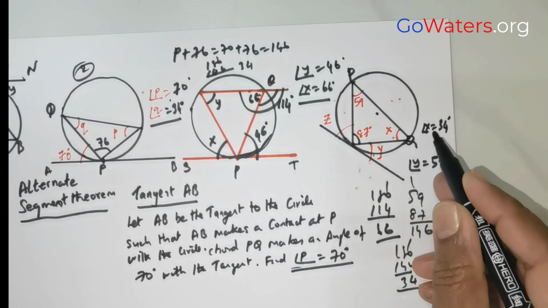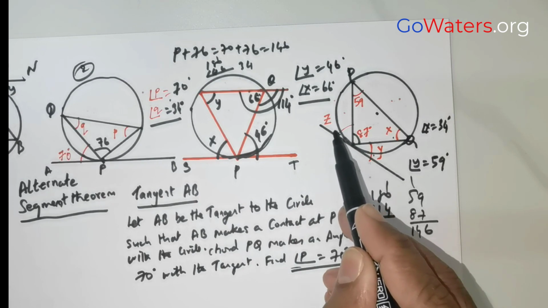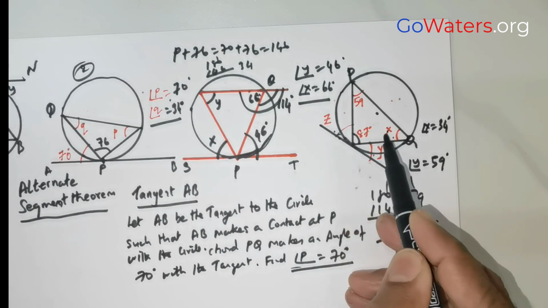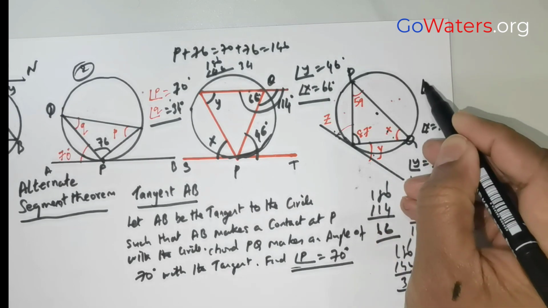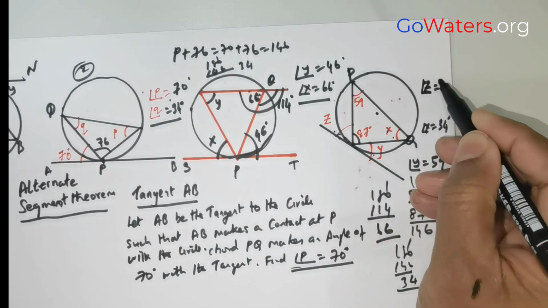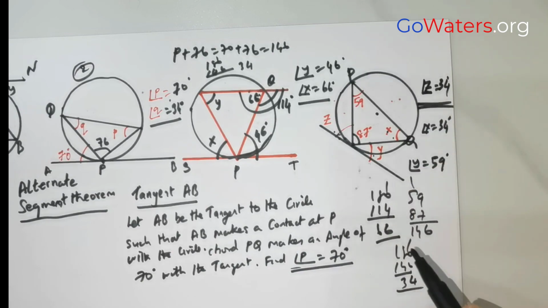So I've got angle Y, I got angle X, and now comes angle Z. So clearly you see this angle Z is opposite to the angle X, which is present inside the triangle. So clearly I can say Z is equal to 34, 34 degrees. You see how simple it is.